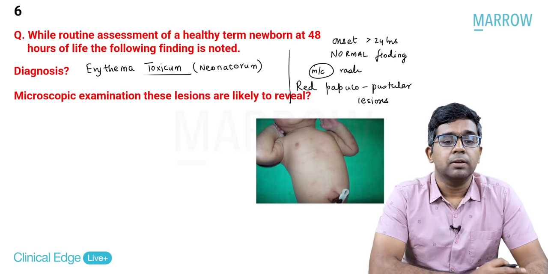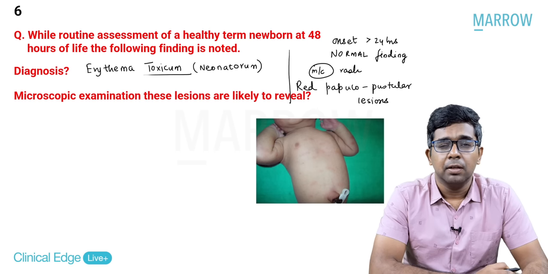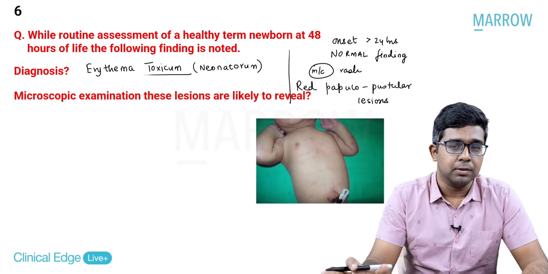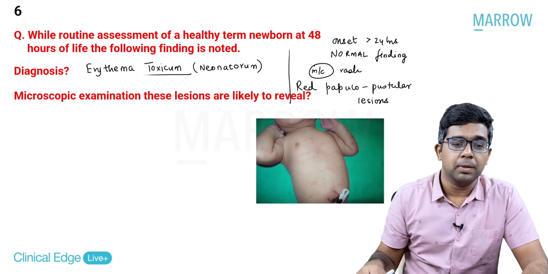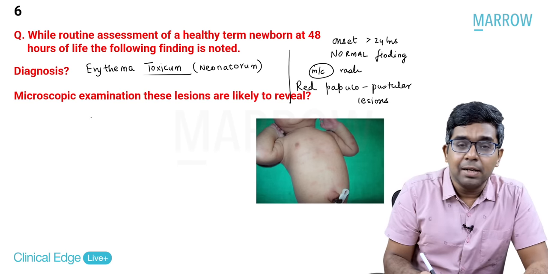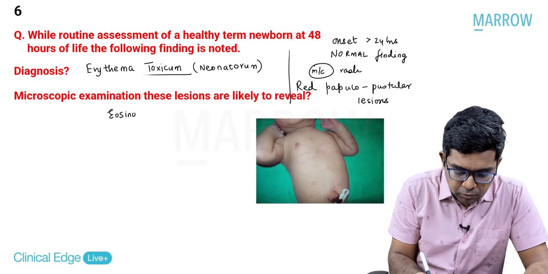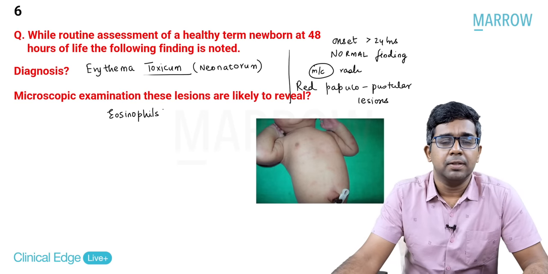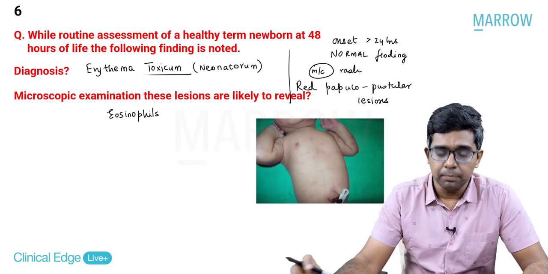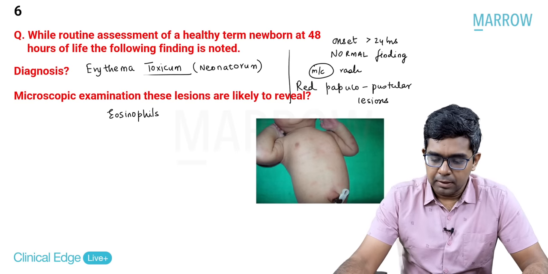Now, one more question. Suppose I do microscopic examination of this lesion. What is it likely to reveal? Remember, usually we don't do a microscopic testing, but just for your academic purpose, you have to know about this. If you do microscopic examination of these lesions, it is likely to reveal a lot of eosinophils. It has been asked once in one of the previous competitive exams as well. So that's why I want you to make a note of this. So that will be about the clinical vignette number 6.